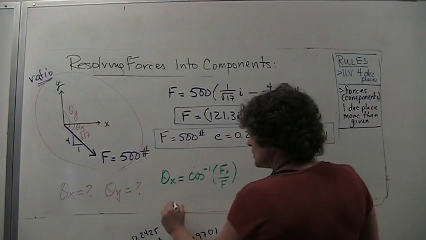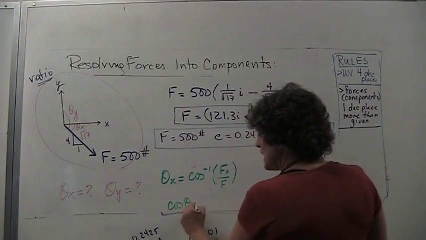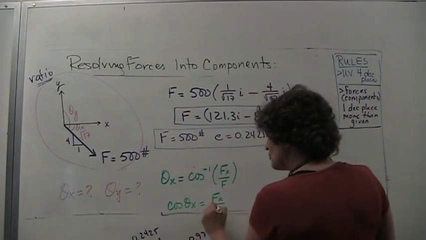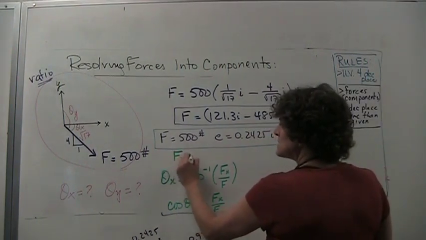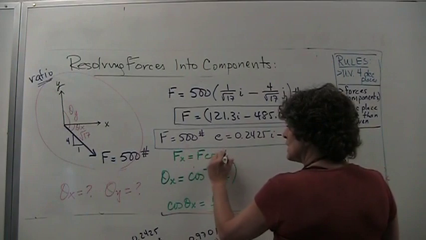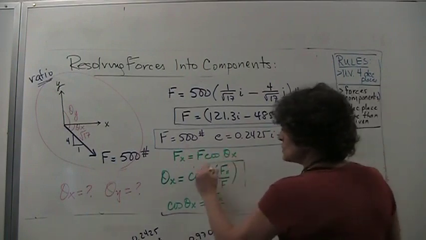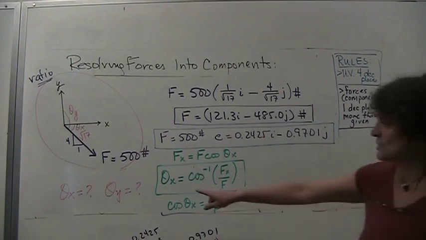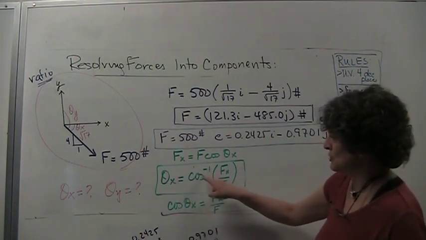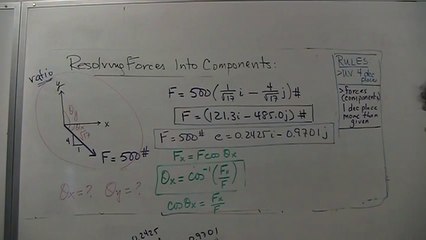And this is the case because the cosine of theta x is equal to fx over f, right? We know that already. We know in order to find fx, it's going to be f times the cosine of theta x. So we could use this equation to solve for theta x. And then of course, theta y would be equal to the inverse cosine of fy over f. So that's one way. Another person might say, well, why don't we just use the numbers we initially were given?